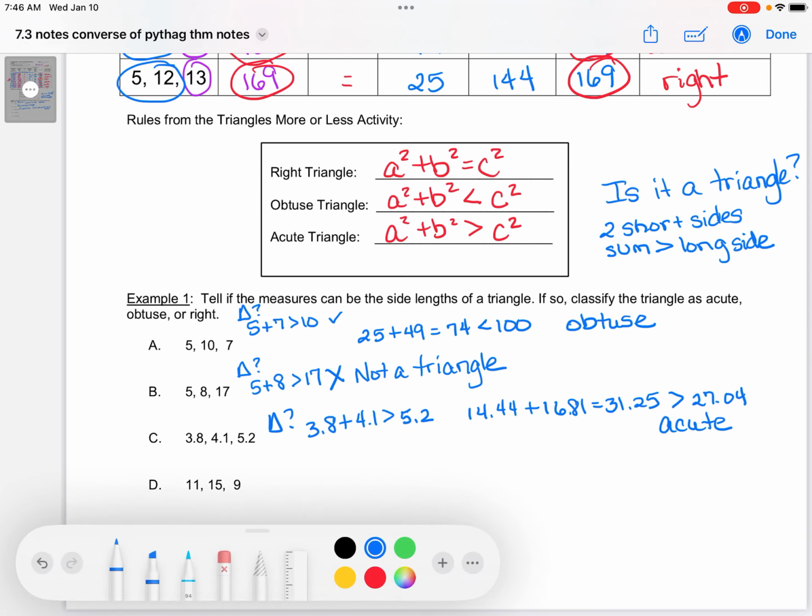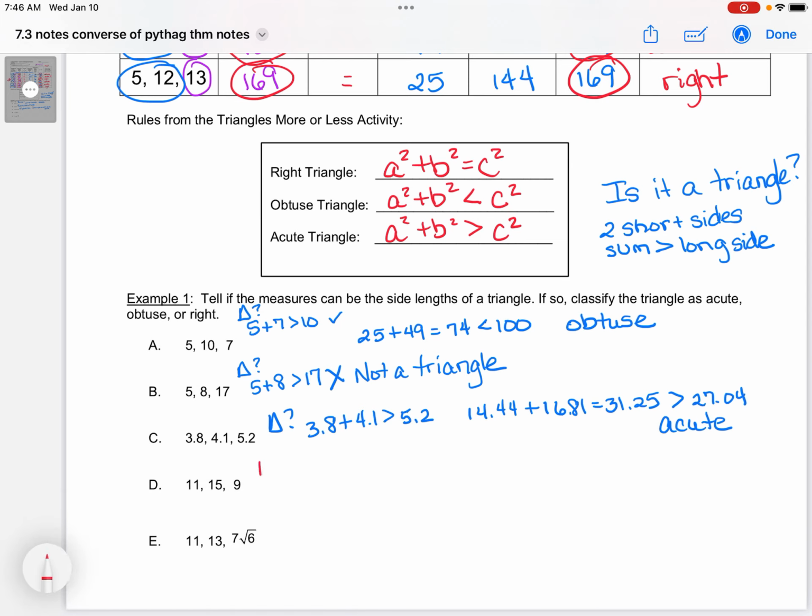Okay, I'm gonna change colors just to separate stuff. All right, triangle. Well, 9 plus 11 is greater than 15, so yes. 9 squared plus 11 squared is 202, 15 squared is 225. So 202 is less than 225. So that means it is obtuse.